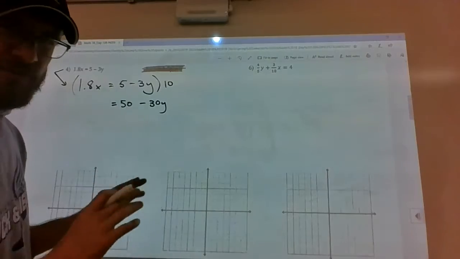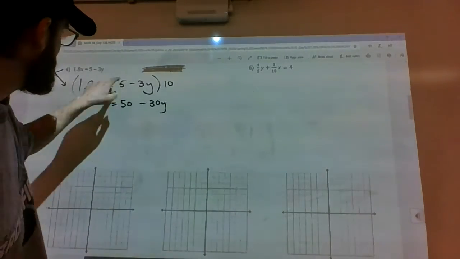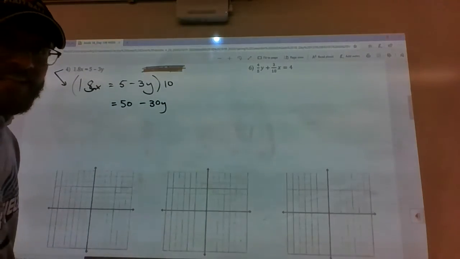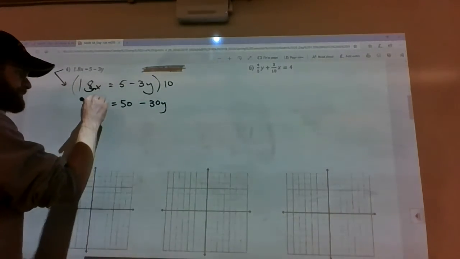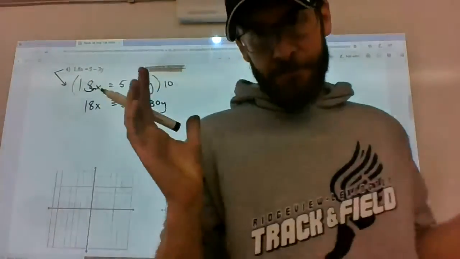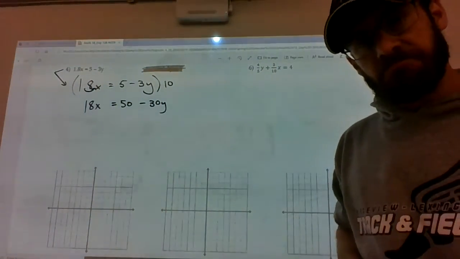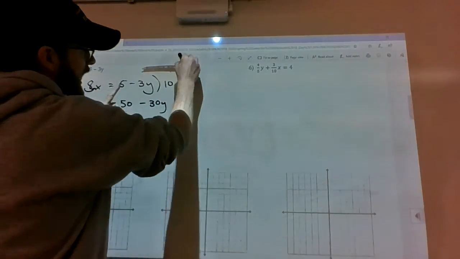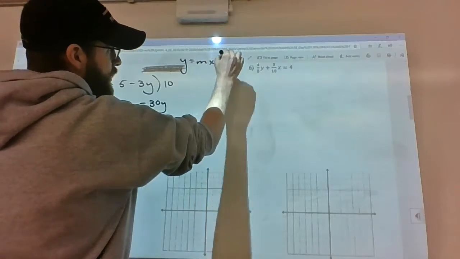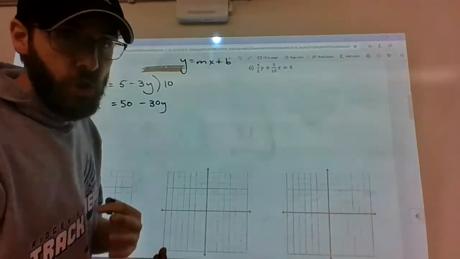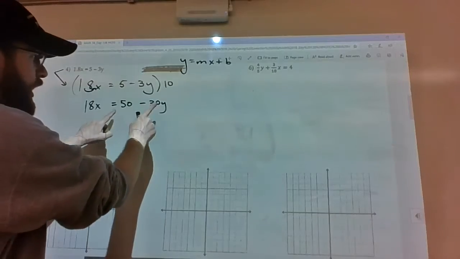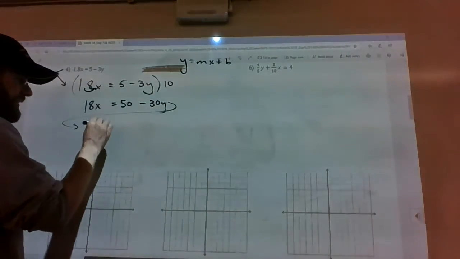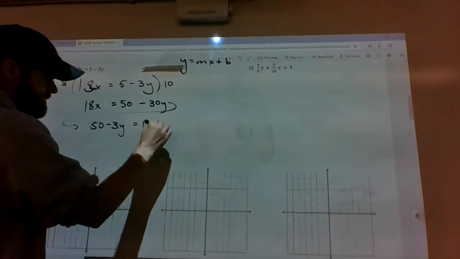Now, I don't like these big numbers on the right, but what it does do is it takes 1.8x times 10 and moves the decimal place over one spot, yielding 18x. Now I got no decimals, which I welcome. Yeah, that's good. Now, I like the y on the left because that's what y equals mx plus b looks like, our template for graphing equations. So I'm going to, again, rewrite it as 50 minus 3y equals 18x.